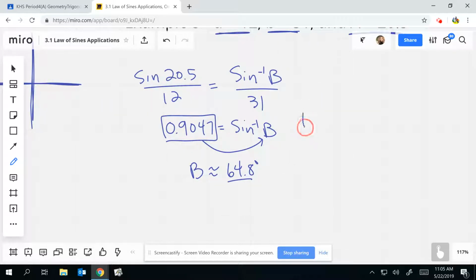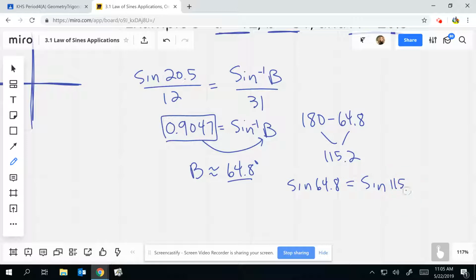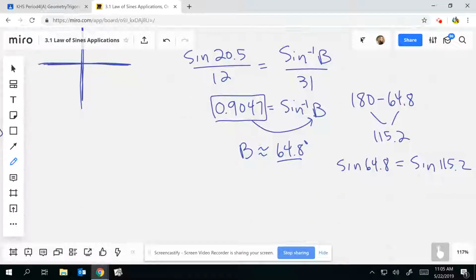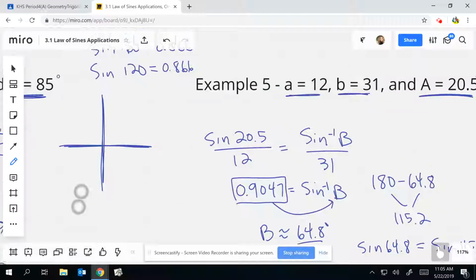It's the angle you would get if you subtracted from 180. 180 minus 64.8, and you get 115.2. If you take the sine of this angle, sine of 64.8, it's going to be the same value as the sine of 115.2. They're going to have the same answer, just like the 60 and the 120 did. So not only could angle B be the 64.8, but it also could be the 115.2. There's two separate triangles that we could draw. Now let me show you why these two are like this.